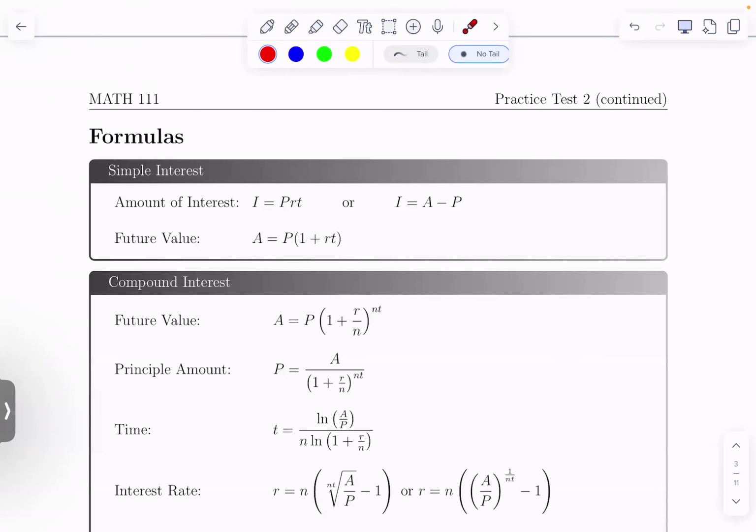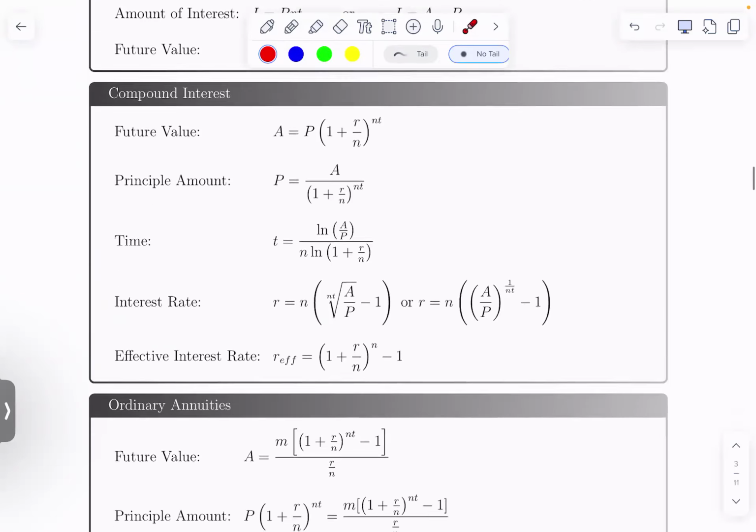I snuck on the formula sheets. Of course, I'll bring fresh copies of the formula sheet for the test, right? And if you don't have a copy, I've got some spares up here.